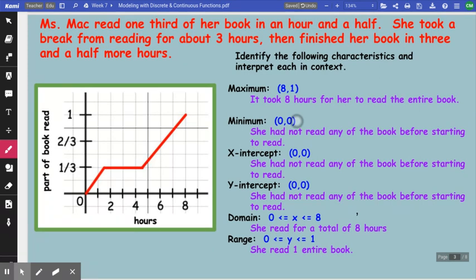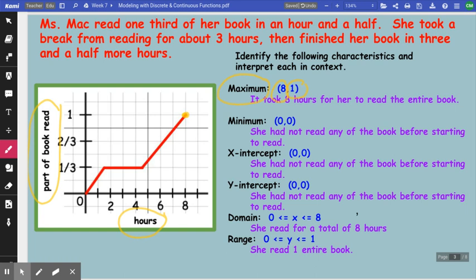So if we take a look, for instance, at the maximum is the (8, 1), which is the point right here. It represents the fact that it took 8 hours for me to read the entire book. Remember the X, this first number is my number of hours, and my Y, my 1, is my part of my book read. If I look at my domain, and notice how I put my less than or equal to in here, my domain, I am reading from 0 to 8 hours. 0 is when I hadn't started, 8 is when I get done. And my range goes from 0 part of the book to the entire part of the book, which is 1.